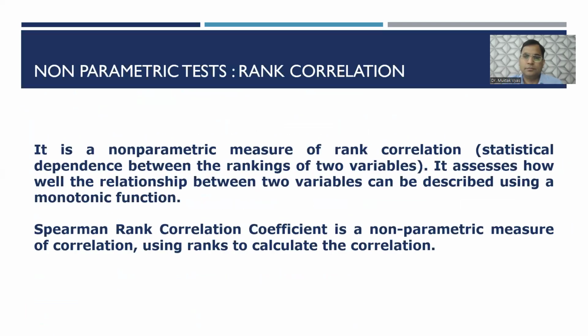Now, coming to non-parametric tests. So we have studied the 3 parametric tests, Z test, T test, and chi-square. Now we come to the non-parametric test. It's a non-parametric measure of rank correlation, statistical dependence between the ranking of 2 variables. It assesses how well the relationship between 2 variables can be described using a monotonic function.